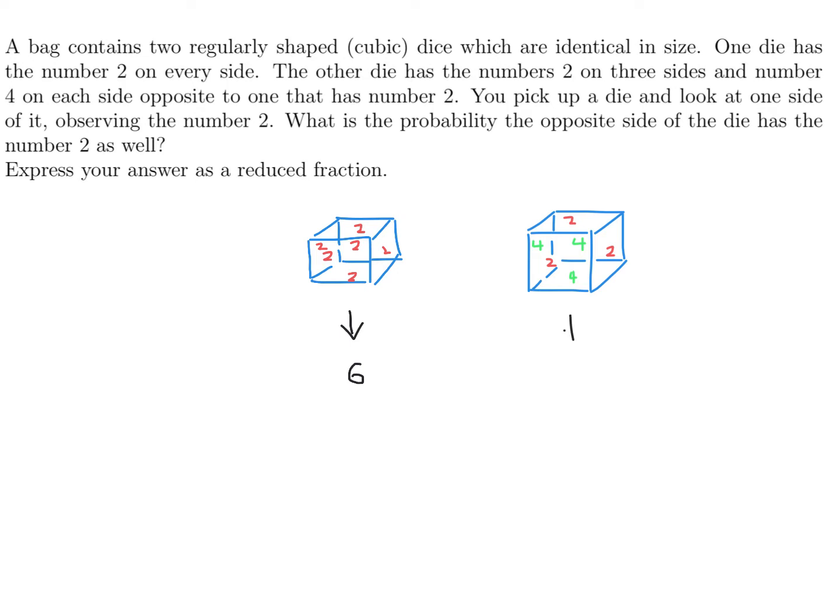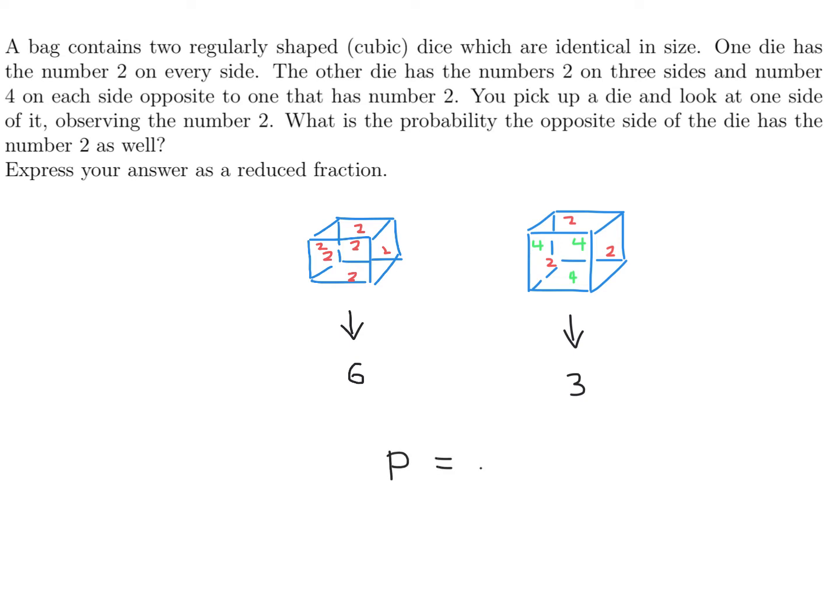How about this one? If you pick up the die and look at one side and there's a 2, how many ways is there of doing that? Well, there's 3 sides that have a 2 on it. But all of those will have 4 on the other side. So none of those will have 2 on the other side. Okay, so now let's figure out the probability.